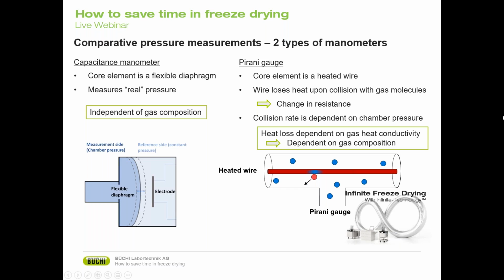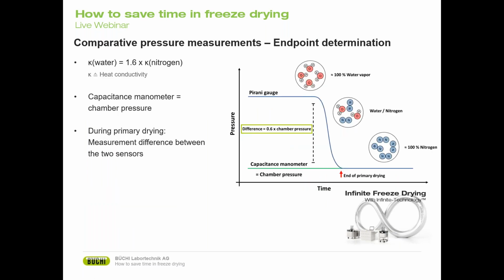Now, how do these two work together? Generally, a Pirani gauge is calibrated in a pure nitrogen environment. That means only in a gas that has the same heat conductivity as nitrogen will the Pirani gauge display the real pressure. However, during primary drying, because the sample sublimates water vapor into the air, the atmosphere consists almost 100% of water vapor, and water vapor, as you can see here, has a heat conductivity 1.6 times that of nitrogen.